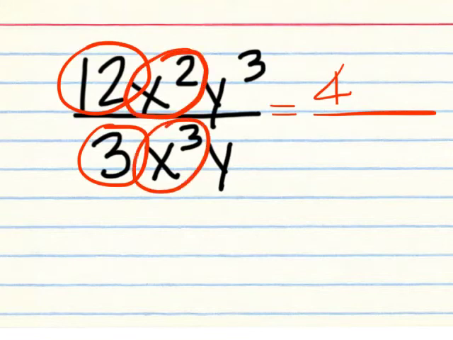Now x's, x to the second over x to the third, where does my x go? And what's the exponent? 1, yes. And y to the third over y, where does y go? Exponent. 2, yes. 4y squared over x is the answer.